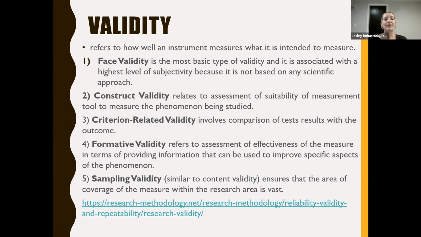There are five different major forms of validity, which we're going to go over. The first is face validity. This is the most basic type of validity. It's also associated with the highest level of subjectivity because it's not based on any sort of scientific approach. It's just us, as laypeople, looking over the survey and saying, yeah, these items seem to make sense. They seem to really all ask questions about the subject matter of stress, for example.